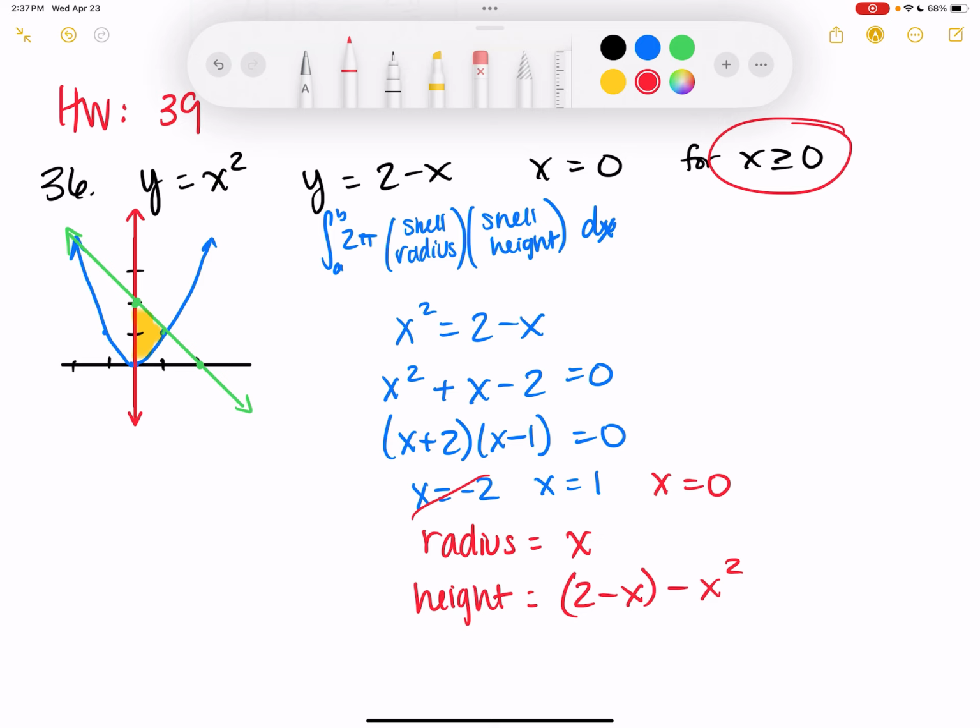Now in the second one that I did, they did not specify that. All they specified was that y was greater than or equal to 0. So you have to just be aware of that.